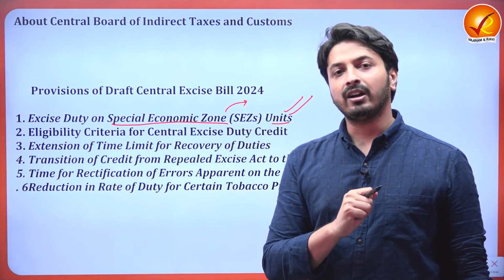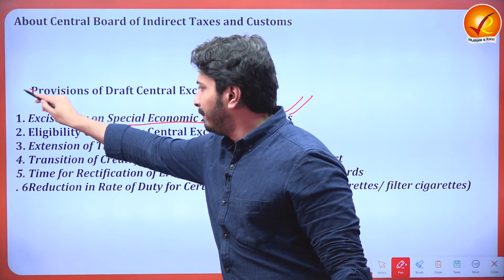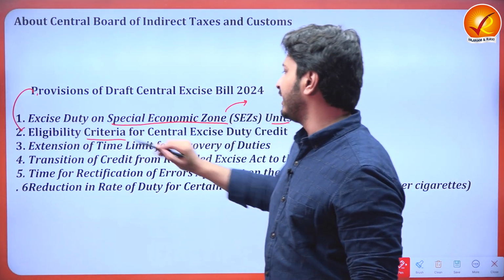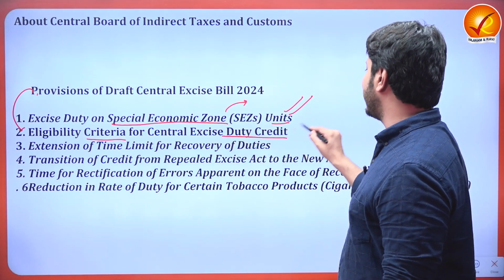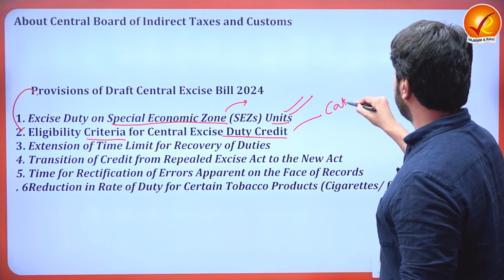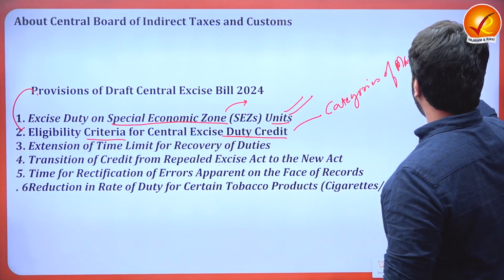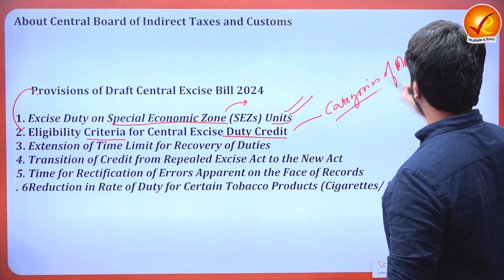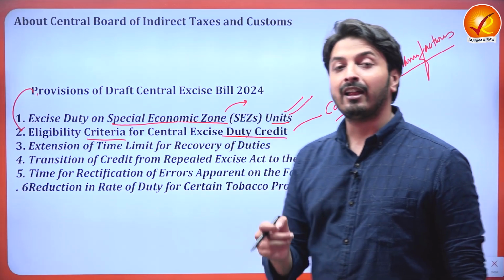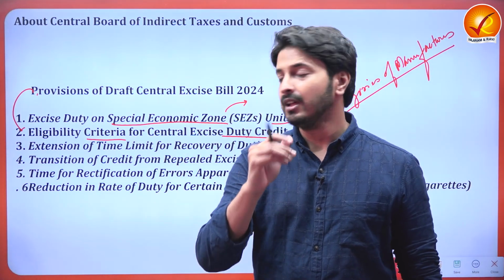The second important point mentioned here is that this particular bill provides for the eligibility criterion for the Central Excise Duty credit. Like, who are those categories of manufacturers? Categories of manufacturers will be enlisted in the draft legislation itself. Earlier, it was under the discretion of the Central Excise officers, and it was not explicitly mentioned in the bill.